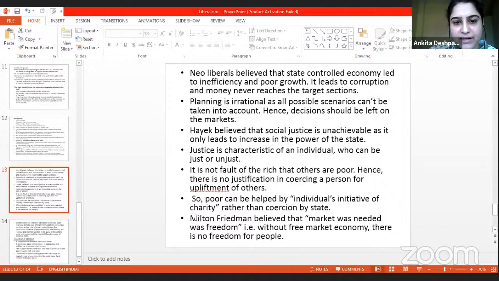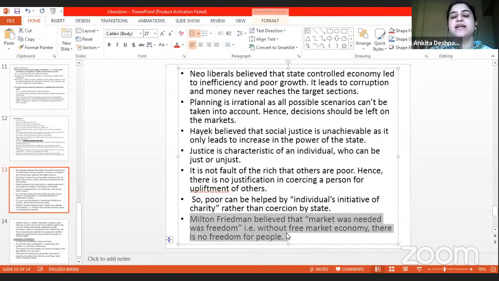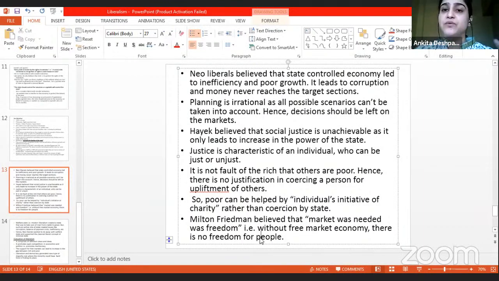That led to Milton Friedman saying the market was needed for freedom. Society and state come only when markets are important. So it should be a free market economy, open competition. Whoever earns profit, the profit is theirs. Whoever loses, the loss is their own. Milton Friedman goes to the extent of saying that without a free market, no freedom was given to people. So according to these neoliberals, full autonomy and full freedom was to be given to an individual in the social, political, and economic fields.